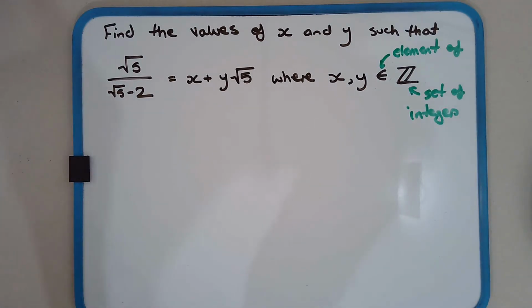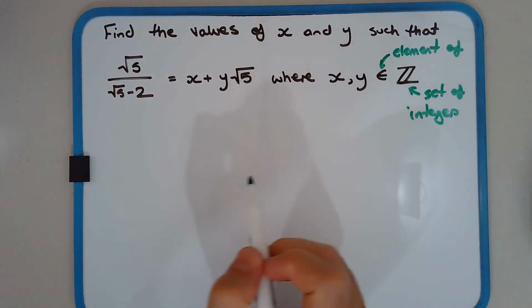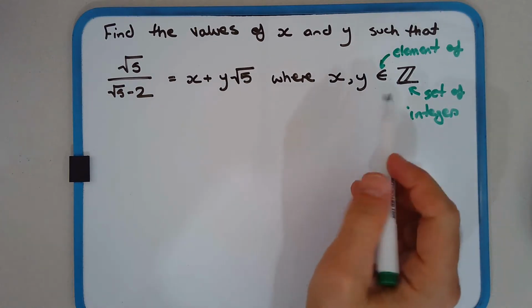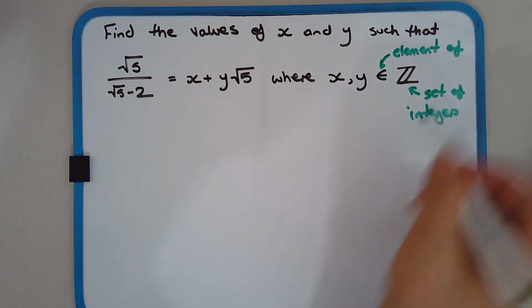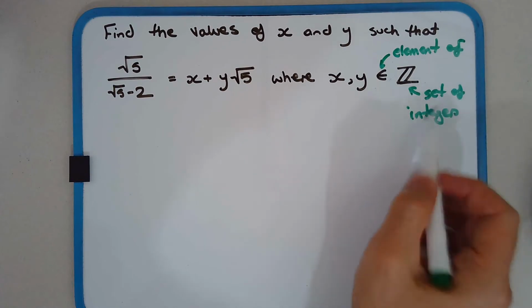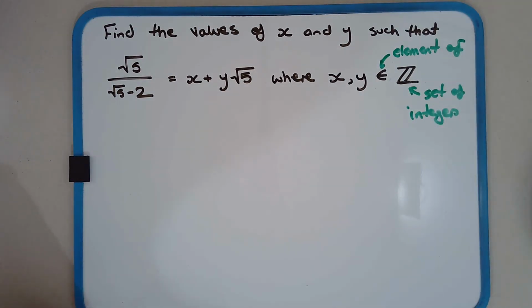Okay, so this strange looking E symbol means "the element of". The set of integers is represented by this double struck Z. So when you see this Z, it actually means whole numbers, integers. All right, so let's begin.